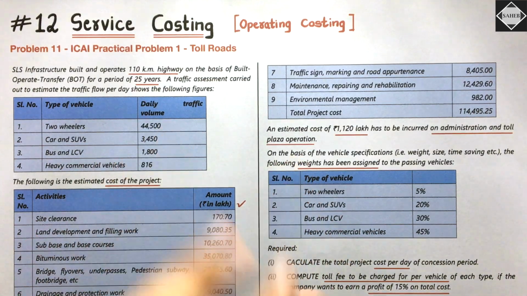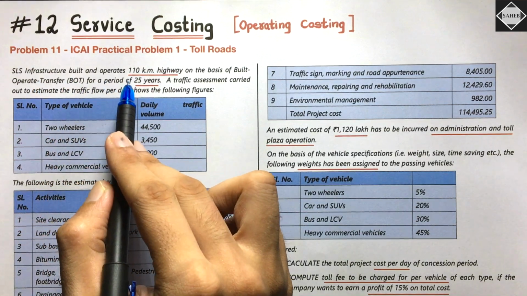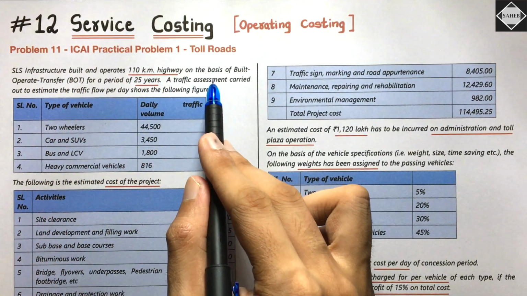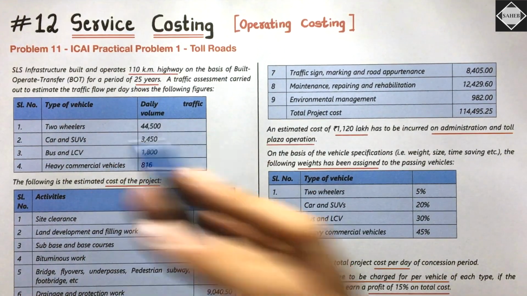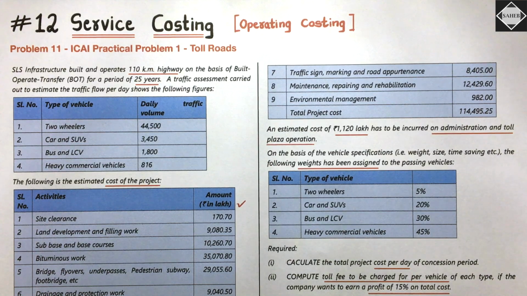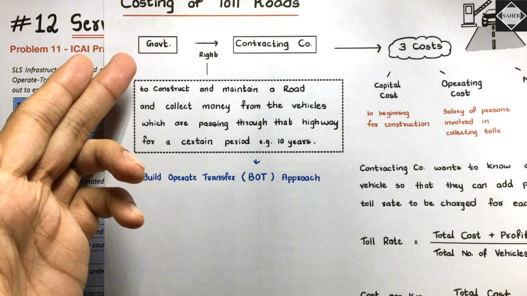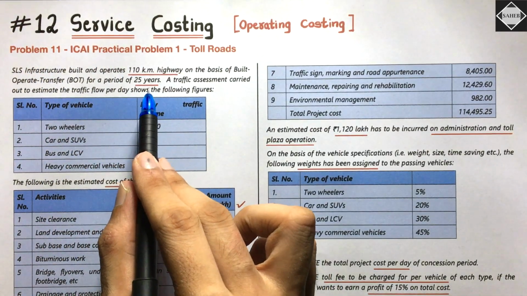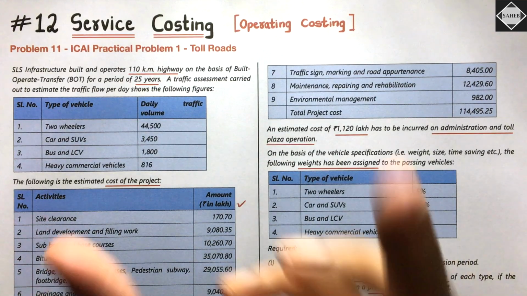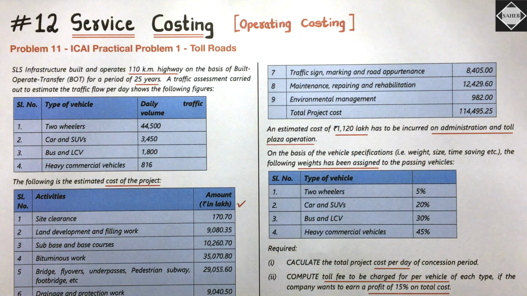Now let's read this question and understand what has been said over here. SLS Infrastructure builds and operates a 110 km highway on the basis of the build, operate, transfer approach for a period of 25 years. We all know what BOT is. The company will build it, operate it for the set period, and then transfer it back to the government. This has to be done for 25 years. That's the concession period. In this question they are referring to the project period as the concession period. Is that clear? Okay, fine.